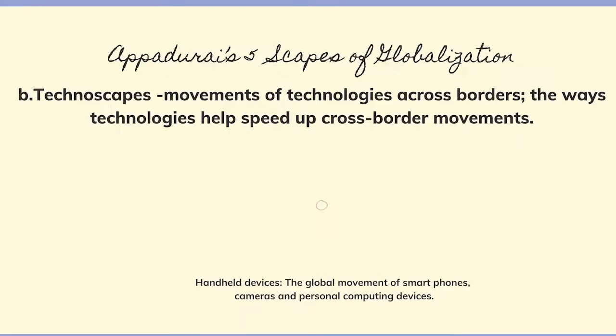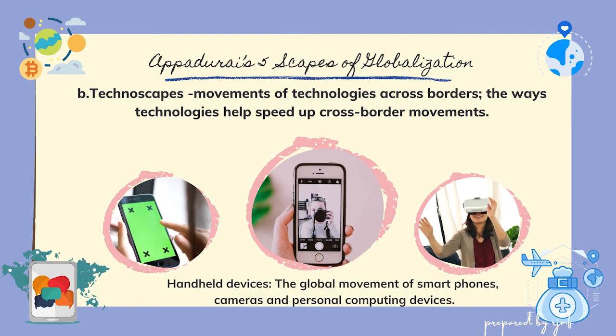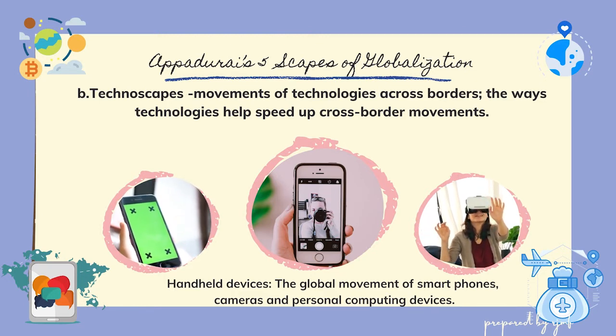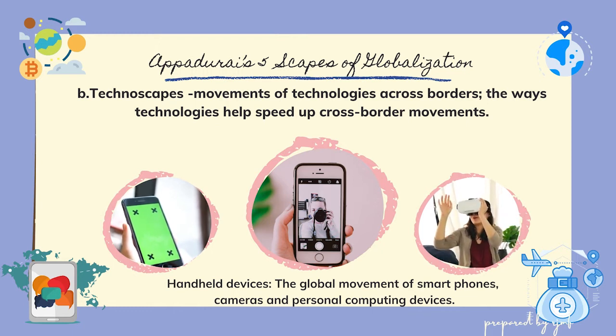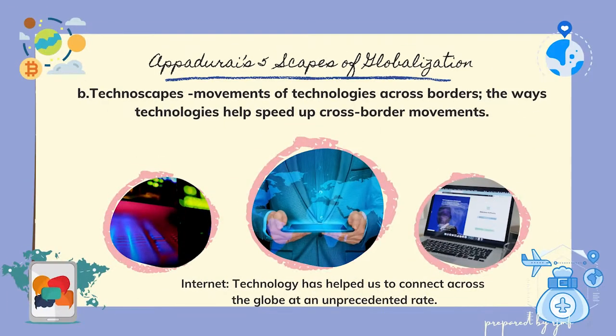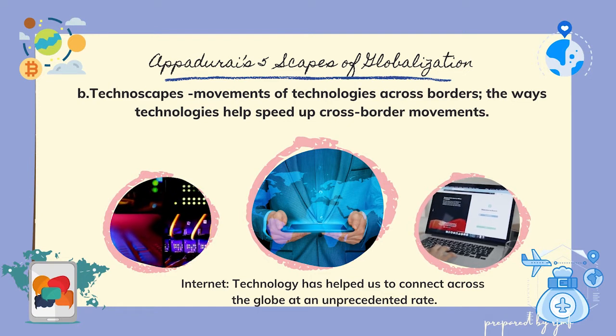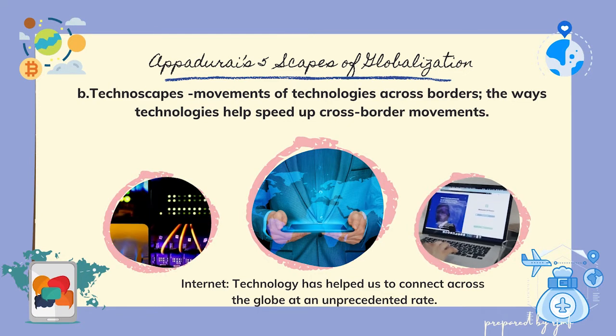We also have technoscapes. This refers to movements of technologies across borders, the ways technologies help speed up cross-border movements. Examples are handheld devices, the global movement of smartphones, cameras and personal computing devices. Internet is also included here. Technology has helped us to connect across the globe at an unprecedented rate.